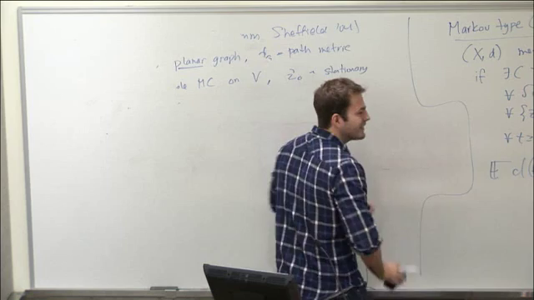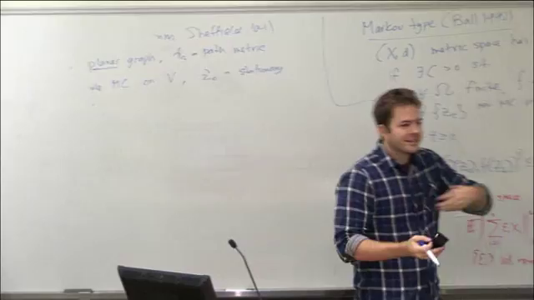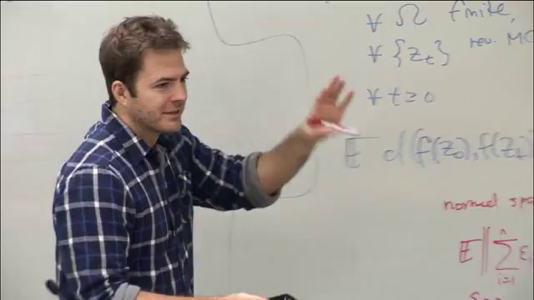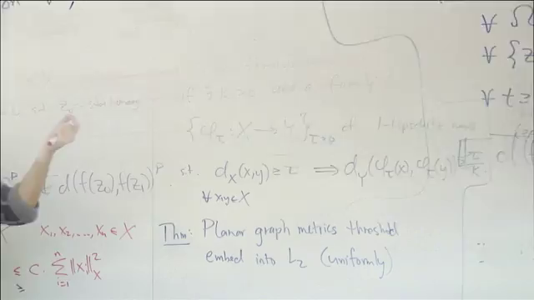You can actually take all the planar graph metrics and just put them all in one single giant planar metric space. You don't even care if it's separable or not. And then the fact that I just have it for a single graph means it holds with uniform constant.